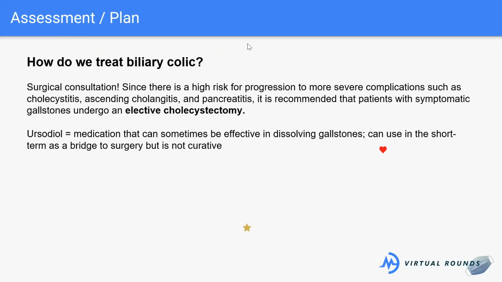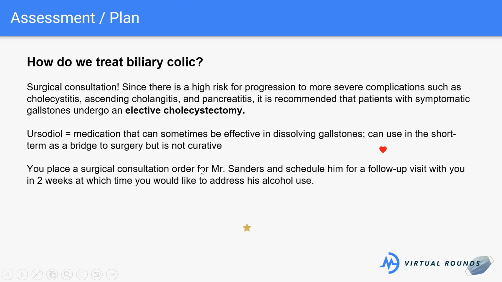I think he has to come back at some point to discuss the alcohol use, to see if it is abuse or dependence. So making sure we do that too is important. And then also scheduling him for a surgical consultation to see if he does want to get the gallbladder taken out. I think those are all reasonable options here. Okay. So you place a surgical consultation and schedule him for a follow-up visit with you in 2 weeks, and that's when you will address his alcohol use.